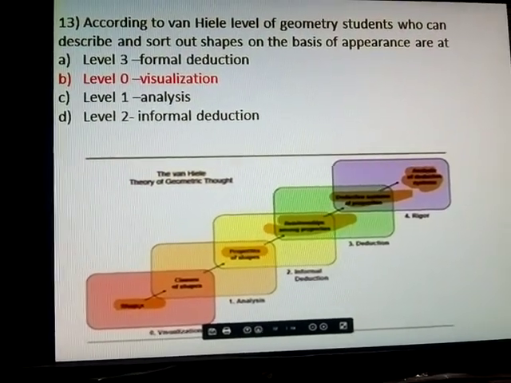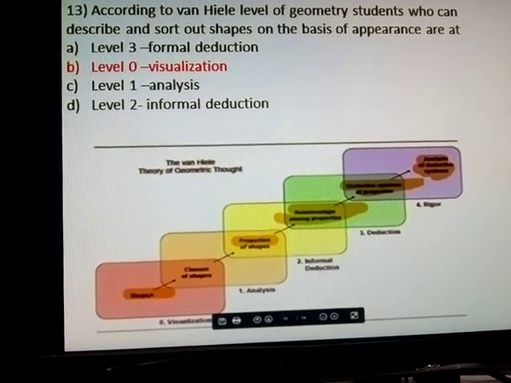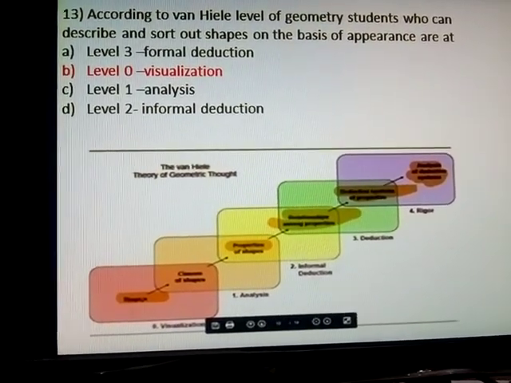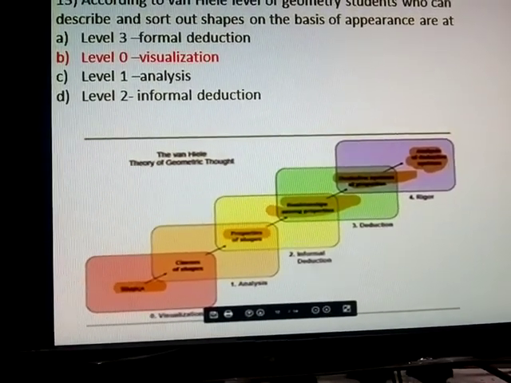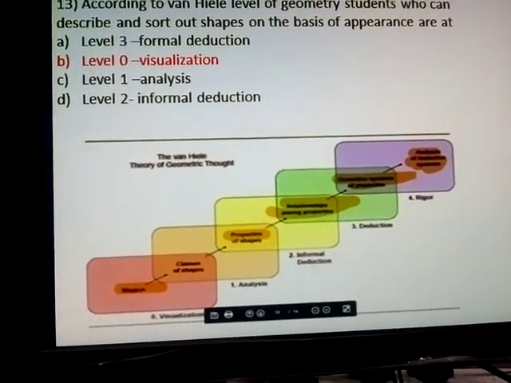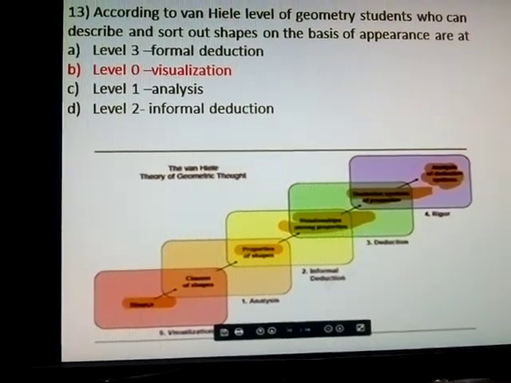Thirteenth question, according to Van Hiele's levels of geometry, students who can sort out shapes on the basis of their appearance are at level 0, visualization. As always, level 0 is visualization, level 1 is analyze. Previous question, analyze.